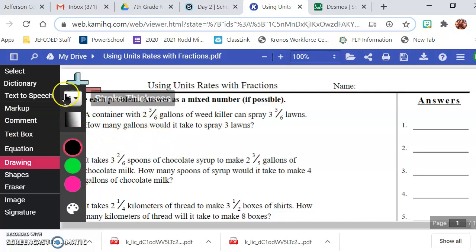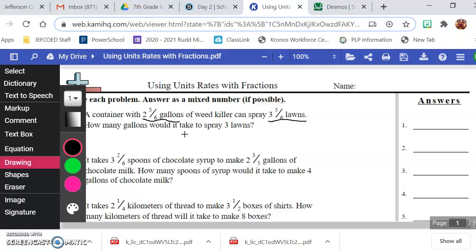Hey guys, we are going to be working today on fraction unit rates. So these are a little bit more difficult, so you really want to pay attention to what's in the word problem. So let's look at number one. A container of 2 5/6 gallon of weed killer can spray 3 5/6 lawns. How many gallons would it take to spray 3 lawns?